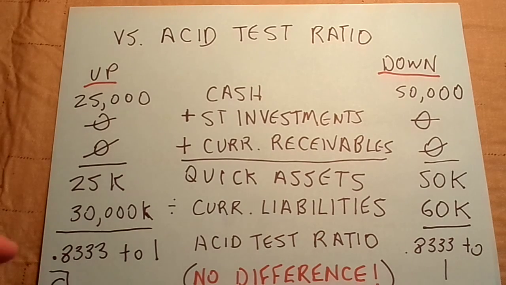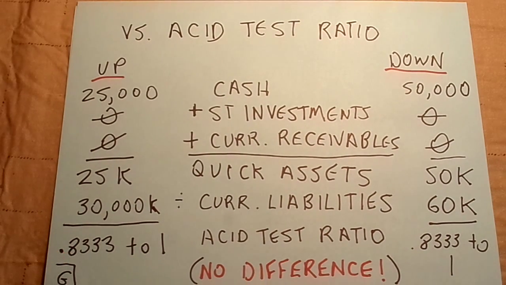There's a specific formula they use to get to that. Here we have 3 items which are considered quick assets: cash, short-term investments, and current receivables. Notice inventory is not in the list. So cash for up was 25,000, but for down it was 50,000. Neither company had investments or accounts receivable. Therefore, the total quick assets for up is 25,000. The total quick assets for down is 50,000.